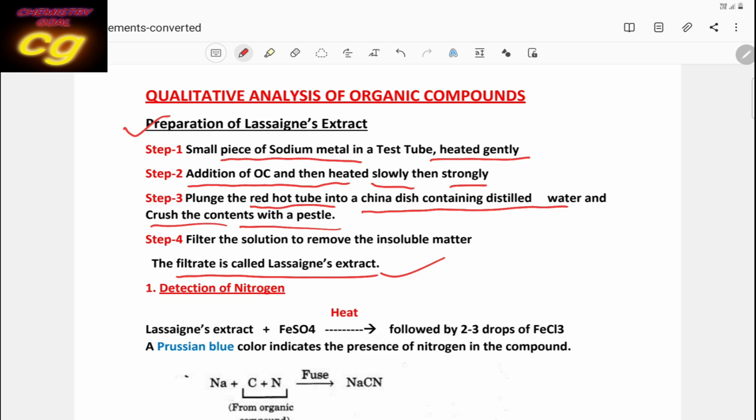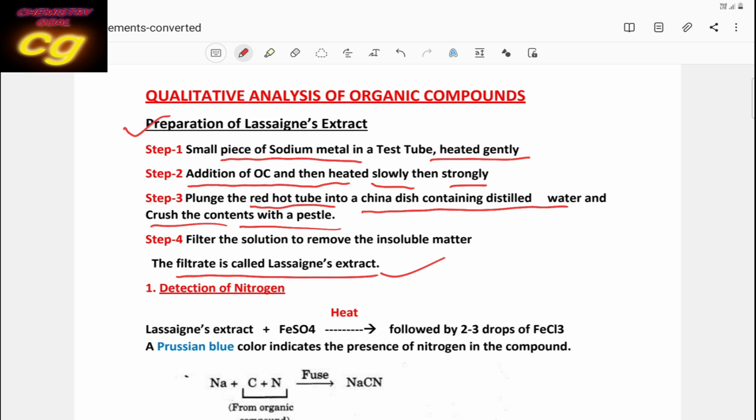Lassaigne's extract contains salts of sodium, because the organic compound contains different elements like sulfur, phosphorus, nitrogen, halogens. Since sodium metal is very highly reactive, it reacts with halogens, sulfur and phosphorus, forming ionic compounds. So this solution mainly contains salts of sodium, and these salts will be used for the tests of the individual elements present in the organic compound.